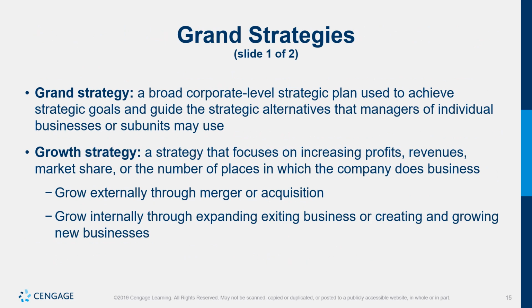A grand strategy is a broad strategic plan used to help an organization achieve its strategic goals. There are three kinds of grand strategies: growth, stability, and retrenchment or recovery. Companies can grow in several ways. They can grow externally by merging with or acquiring other companies in the same or different businesses. Another way to grow is internally, directly expanding the company's existing business or creating and growing new businesses.